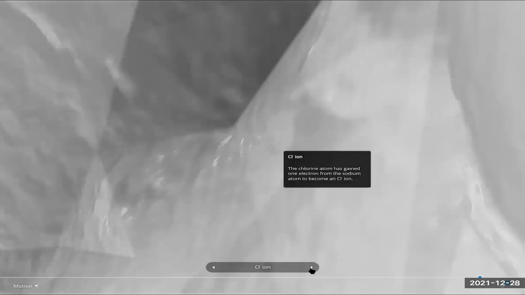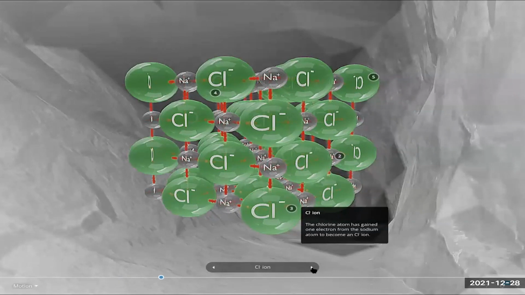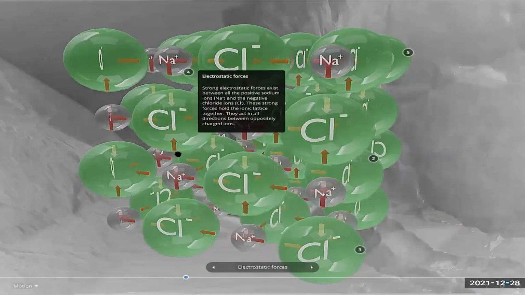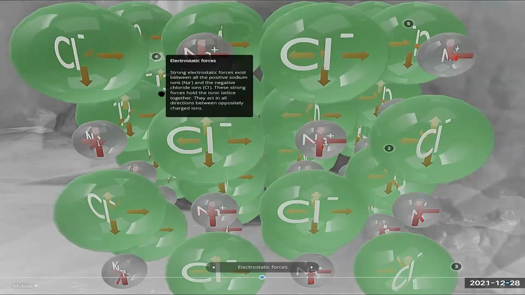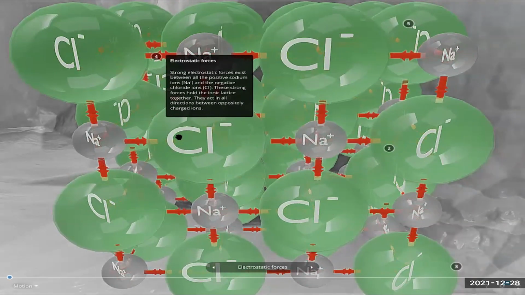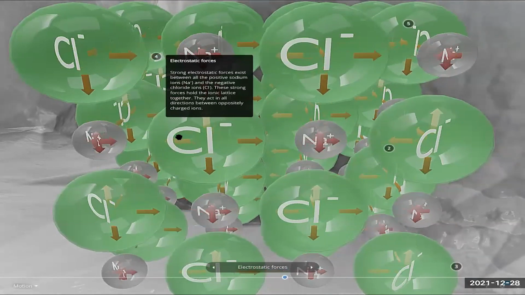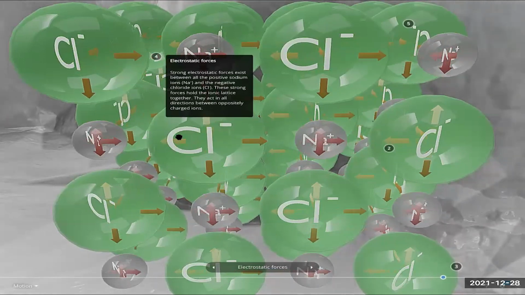Now here's the thing. This is the chloride ion formed by chlorine gaining an electron, and these are the electrostatic forces of attraction between cations and anions. You see, there is no force of attraction between chlorides that is being shown. That's not because the force doesn't exist. The force does exist. It's repulsive. So these are attractive forces.